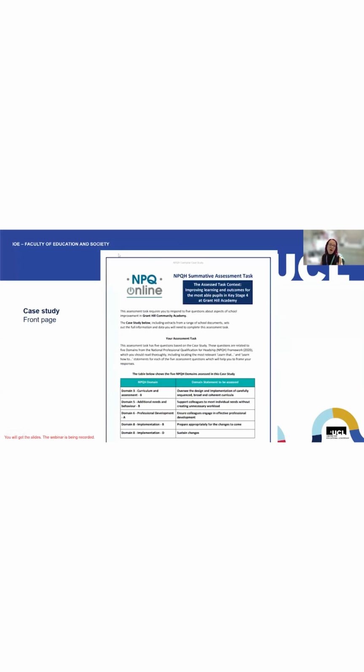Now, at the beginning of the pack will be this page. It's always exactly the same kind of page where you get the name of the school again, and then you'll get the 5 domains or the domain areas that you are being tested on. So this is a really useful table to help you plan. So you can see here we're being tested on curriculum assessment, additional needs, professional development, and twice on implementation.